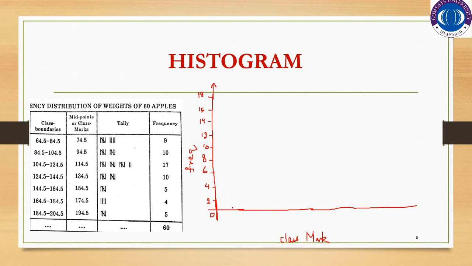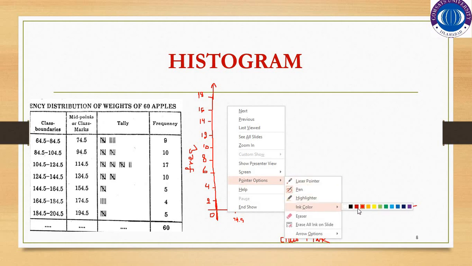Now here we will mark the class mark. Let's say this is the first class mark, which is the midpoint of the class, 74.5. As this is the midpoint of the class, here we have the first class mark 74.5.